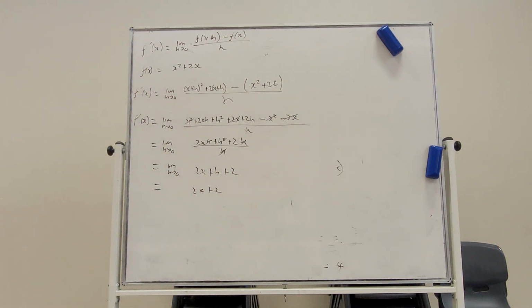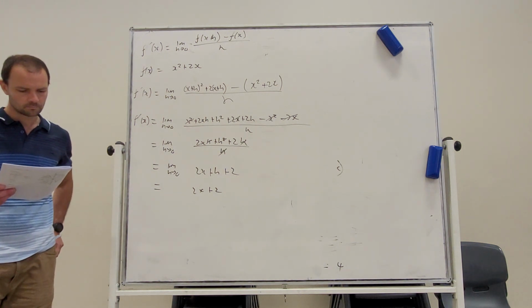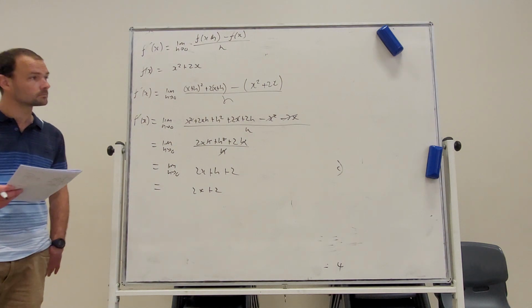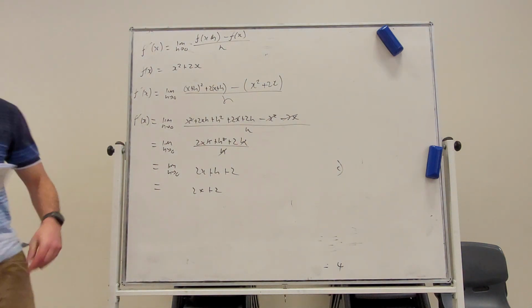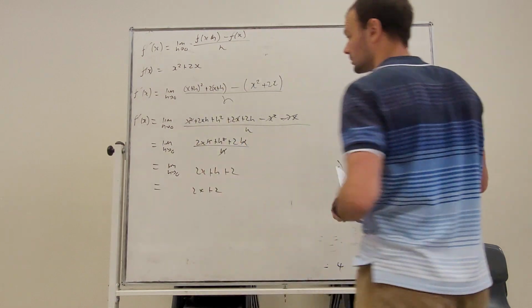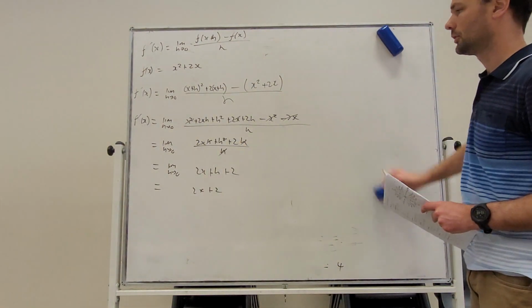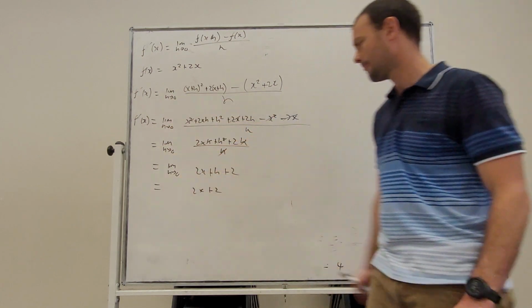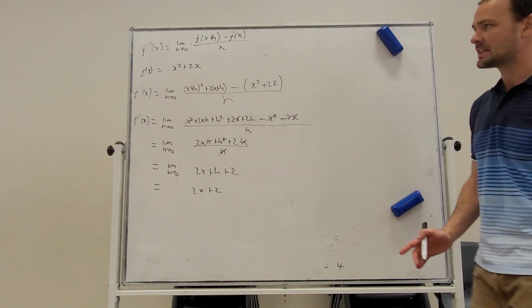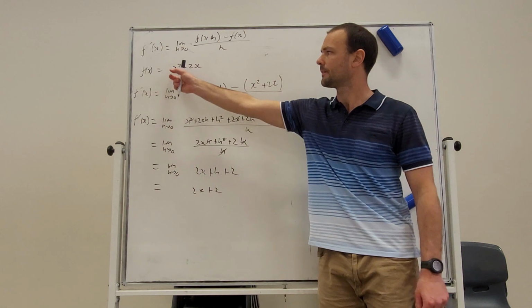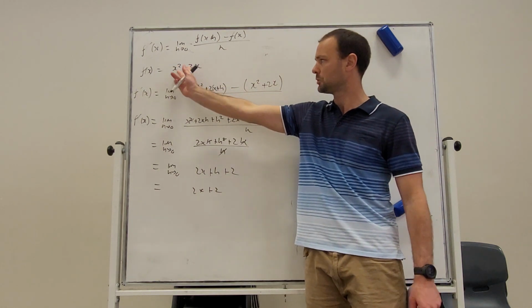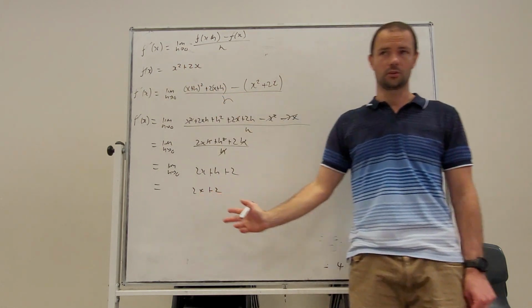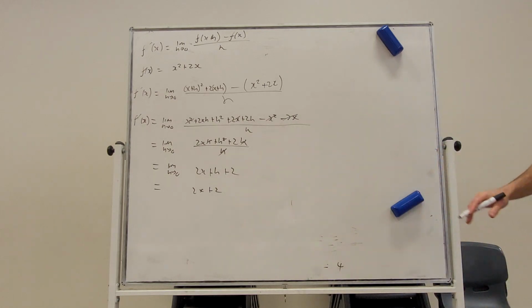As h approaches 0, apply the limit: 2x plus 2. Okay, so make sure you keep your limit flowing until you apply it. And you can anticipate that answer using simple differentiation here, right? 2x plus 2, 2x plus 2. So you know the answer, you've got to work towards it, make sure you get it right.